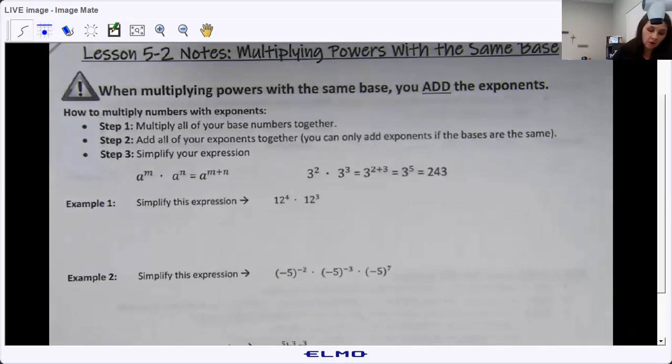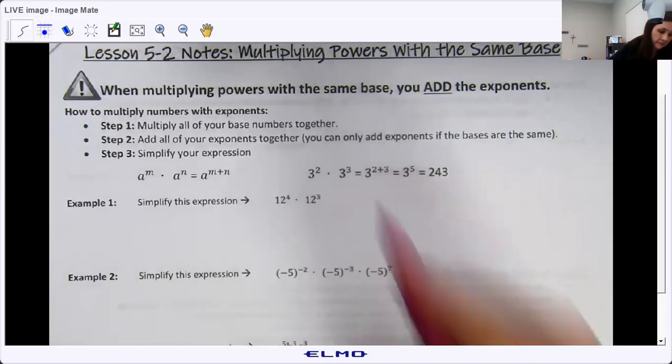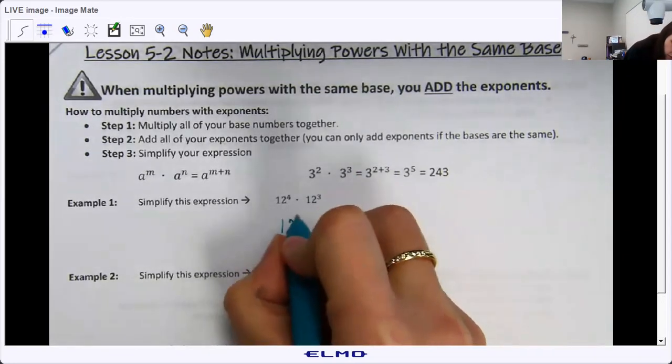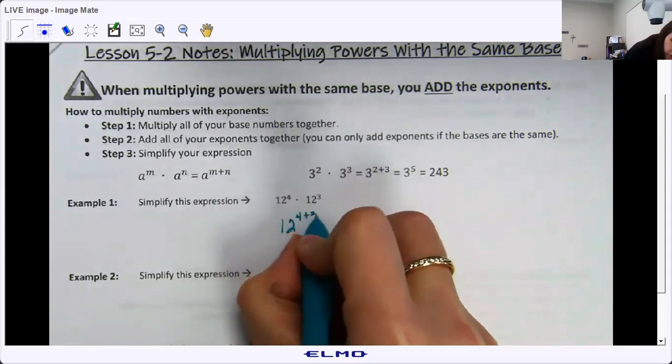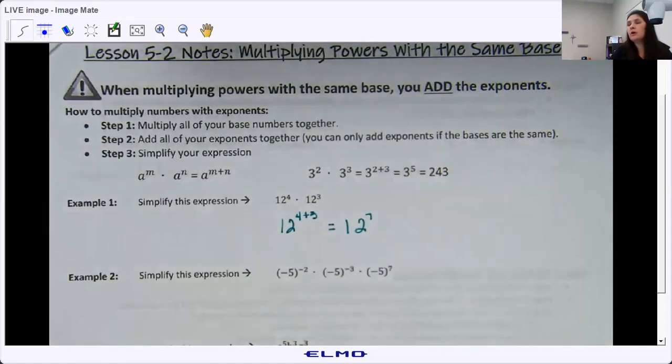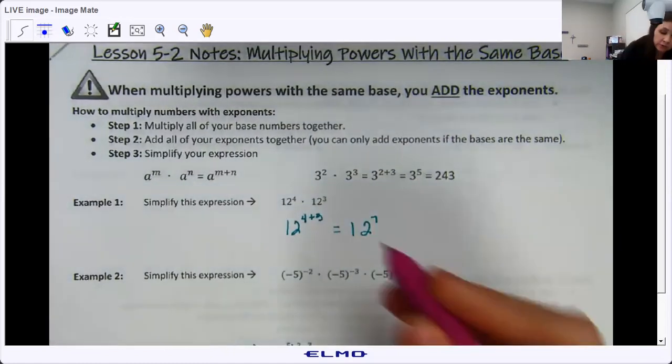Okay, so here we have 12 to the power of 4 plus the power of 3, which gives us 12 to the 7th. We're not going to figure out what 12 to the 7th is because it's really big.